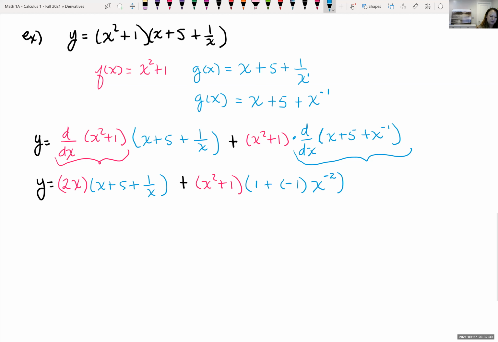I want to clean this up, so we might as well distribute this 2x. I should have said this is dy dx, or y prime. So if I distribute 2x times x, that's 2x squared. 2x times 5, that's 10x, plus 2x times 1 over x. So the x's cancel, leaving you with just a positive 2.